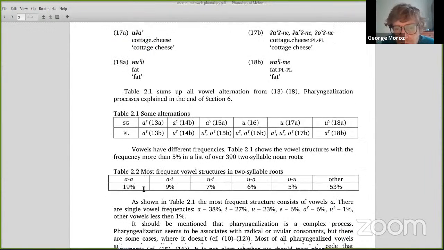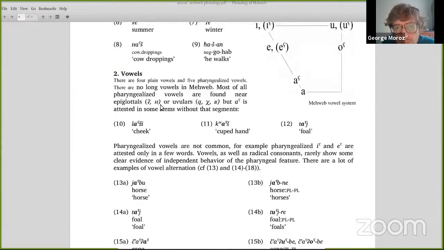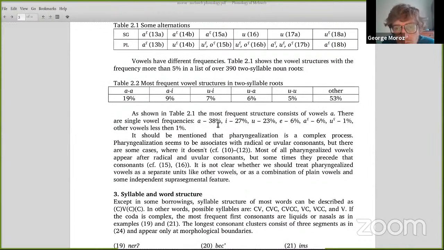And as you see in these patterns over here, maybe we have the frequency of vowels itself. So here are the single vowel frequencies. Let's focus on them. We see that I is 38, E is 27, U is 23, and A is 6. And it appears that E somehow is a marginal vowel over there.